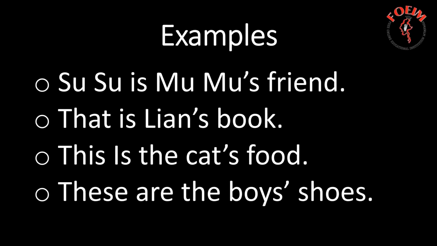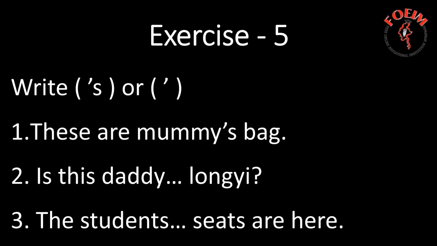Look at the examples. Susu is Mumu's friend. That is the lion's book. This is the cat's foot. These are the boy's shoes. Okay, let's do exercise 5. Write apostrophe s or apostrophe. For example, these are Mummy's bag. I'll give you a minute and then we will check.